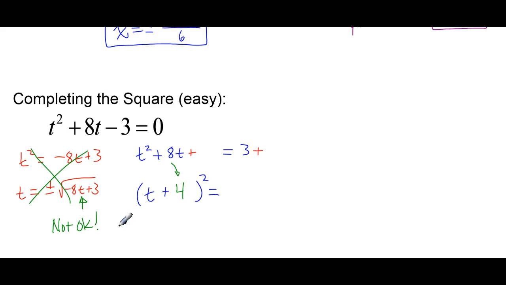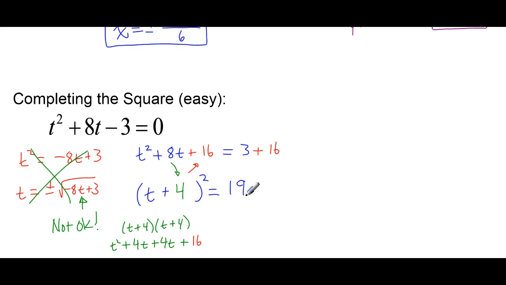If you're not sure why that is, just think for a second. What happens when you go t plus 4 times t plus 4? And you FOIL it out. Well, you get t squared, and you get 4t, and you get another 4t. And then this part's really important. What do you get at the end? You get 16. That's the thing we have to add to both sides so that this will factor into that.